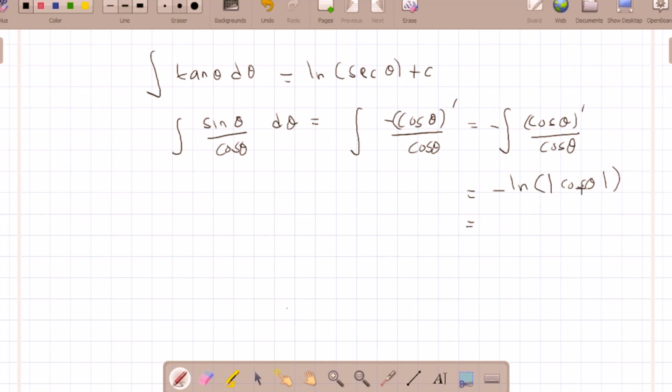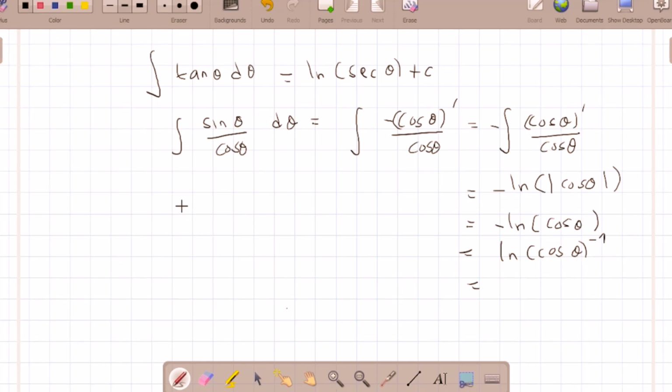Now let's assume that theta is always positive. That's when we can take out these absolute values. So if we suppose that that is true, then we can safely take out the absolute values. All right. Then, by the laws of logarithms, we know that we can write this as natural log of cosine of theta raised to the power minus 1.